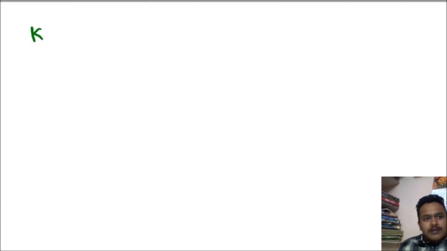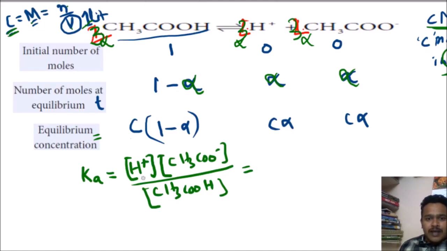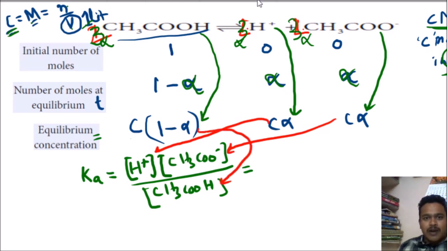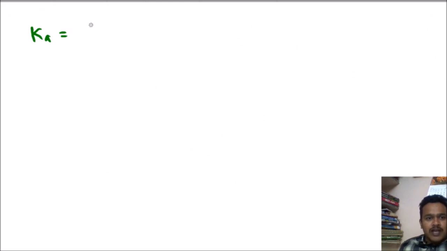Ka is equal to H plus concentration, how much did you get? C alpha. CH3COO minus, how much did you get? C alpha. How much is remaining? This is remaining. Substitute here: this value will be here, this value here, and this value here. That's what I am writing on the next page. Ka, H plus value, how much?